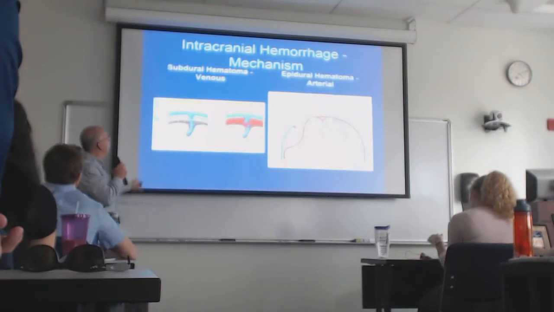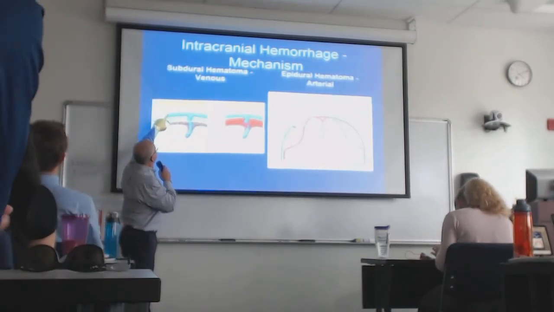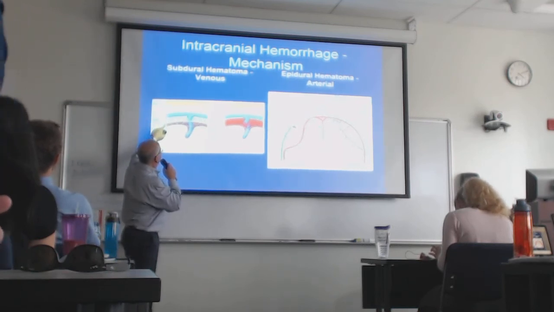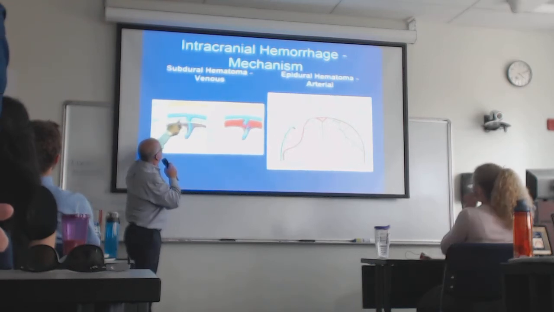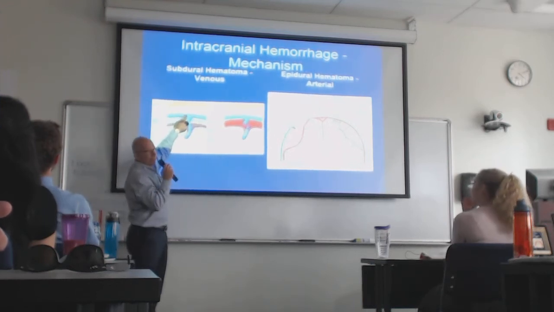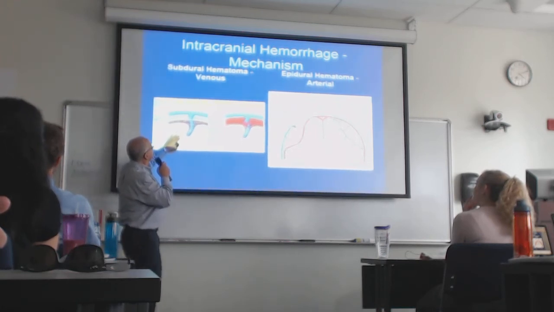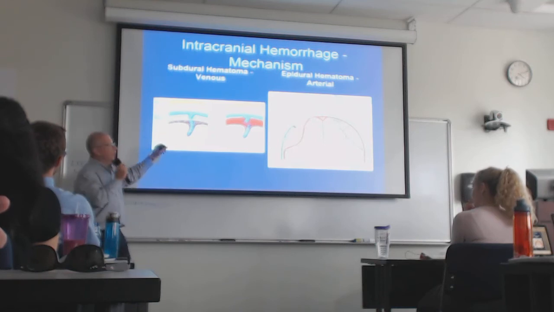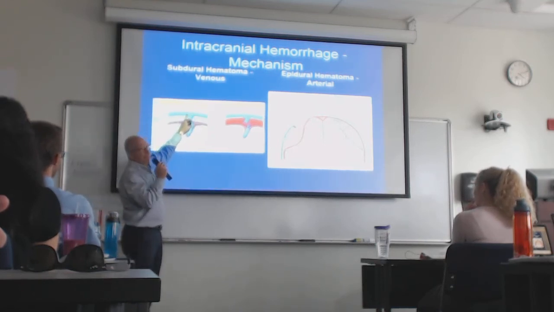So here's the skull. The dura is here. Sorry, the dura is here. Okay? So you've got arteries and veins running in here. What happens in the subdural is that I told you it's a venous hemorrhage. So there are bridging veins that run between outside the dura and the brain itself.